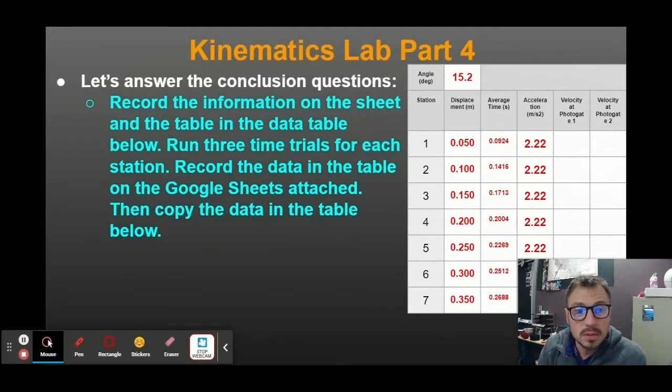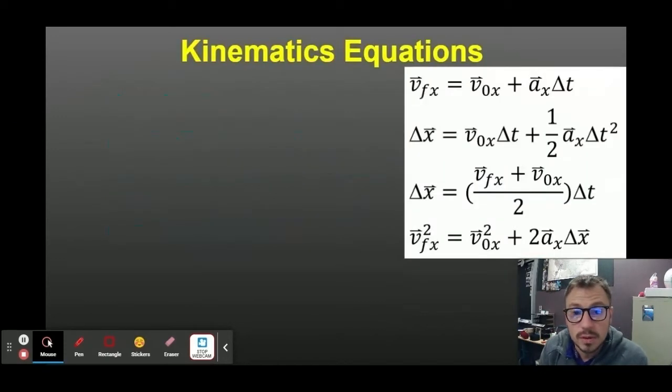So then what we did was we know the displacement, right? Because that was the difference between those two photo gates, and then the average time was given to us. So now we're going to calculate the velocity the moment that marble hits that first gate, because we started it not at the first photo gate, but at the very beginning of the ramp. Then we're going to calculate the velocity once it hits photo gate 2.